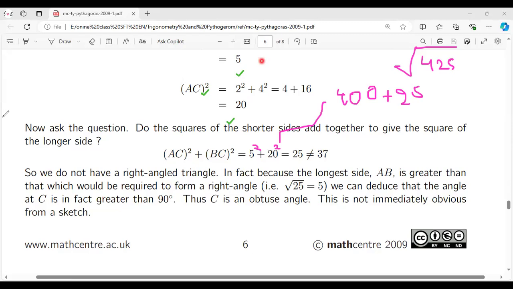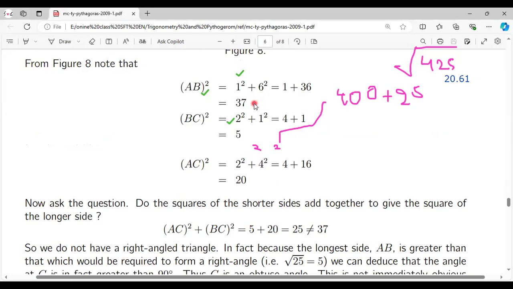So the answer is actually 20.61, right? If you square this one, the answer is 20.61. But what is the length of the largest side? It is 37, right? So this is not a right angle triangle.